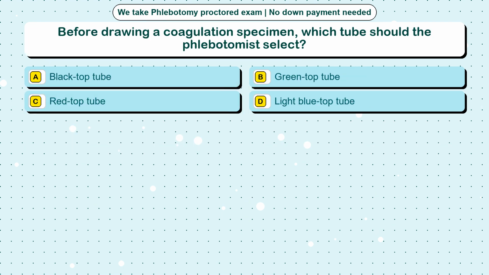Question 10. Before drawing a coagulation specimen, which tube should the phlebotomist select? Option A, black top tube. Option B, green top tube. Option C, red top tube. Option D, light blue top tube.